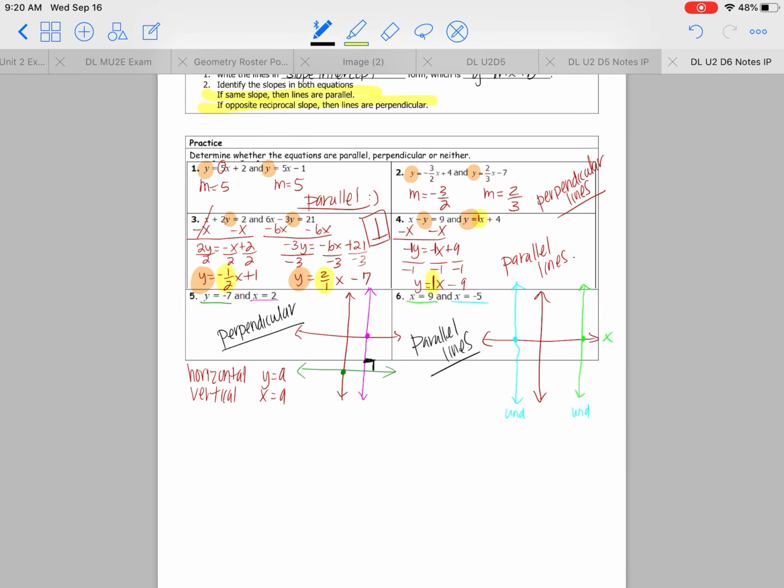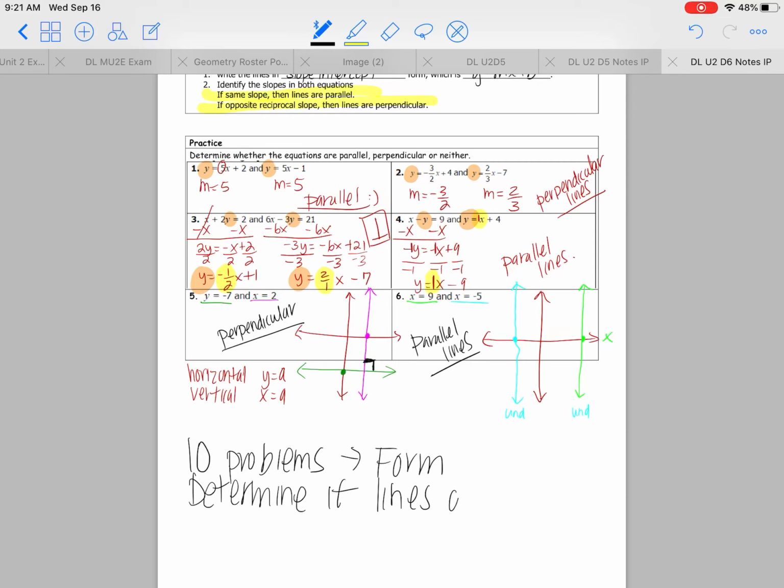So that's what you're going to be expected to do for your independent practice. You have 10 problems. Okay, and they're on a form. And all that you have to do is problems 1 through 6. You're going to determine if lines are parallel, perpendicular, or neither. Watch out because you're going to have some examples of neither.